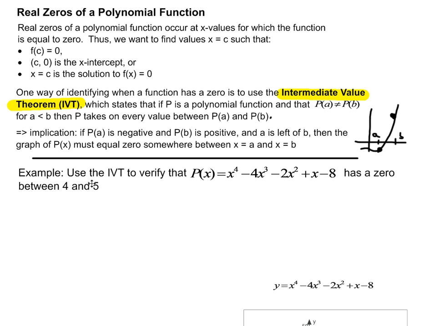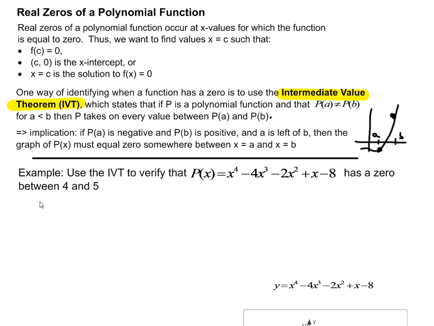So as an example, how would we use it? Well, let's say we're told to use the intermediate value theorem to verify that p of x equals x to the fourth minus 4x cubed minus 2x squared plus x minus 8 has a 0 somewhere between 4 and 5. What does that mean to us? Well, let's go through it.